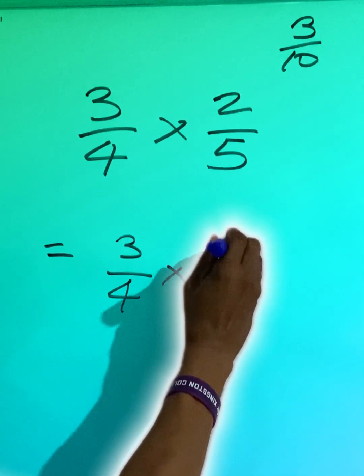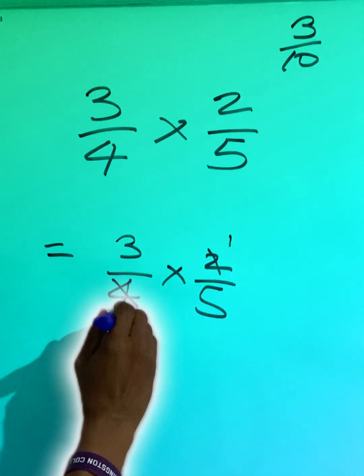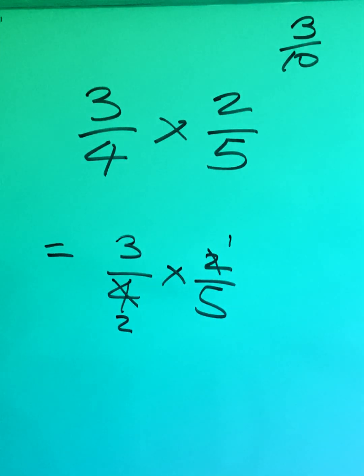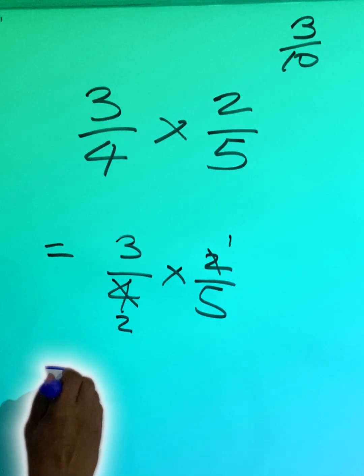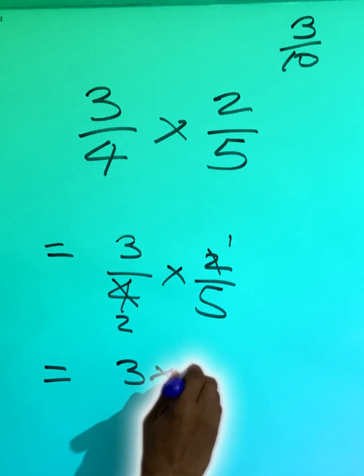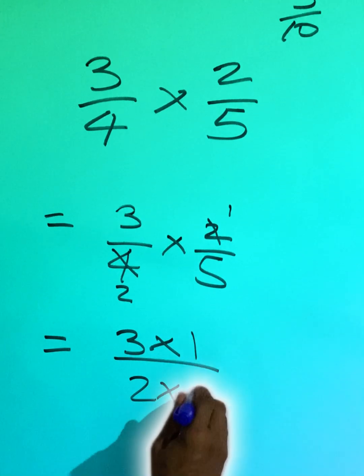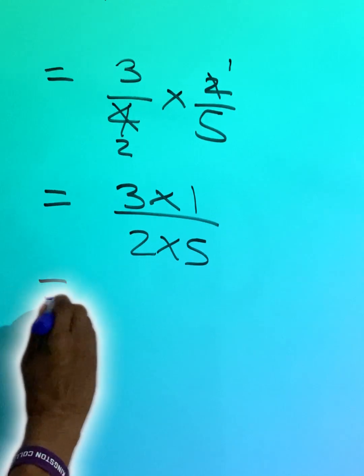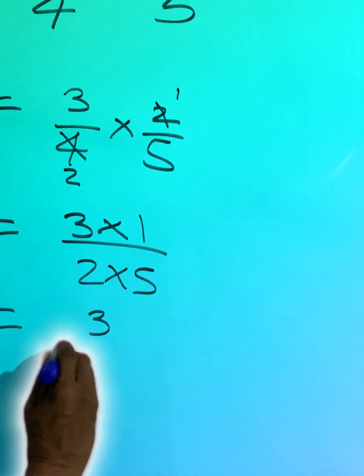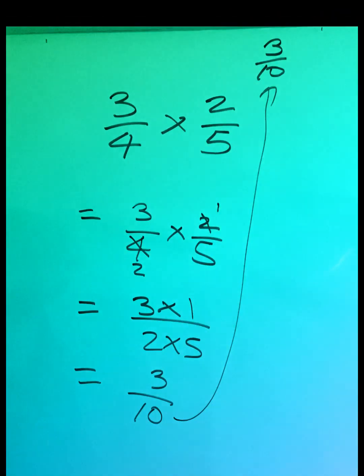So 2 into 2 goes 1 time. 2 into 4 goes 2 times. Okay? So we end up with 3 times 1 over 2 times 5, which we get 3 over 10. Same thing as what we got up there.